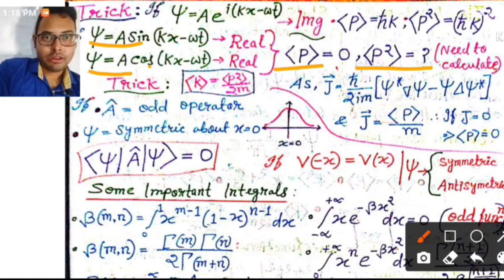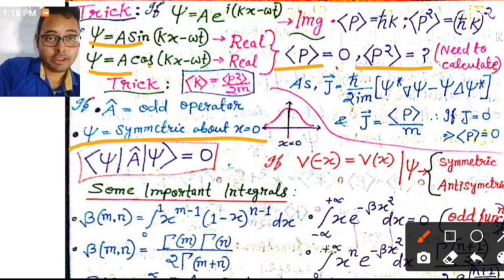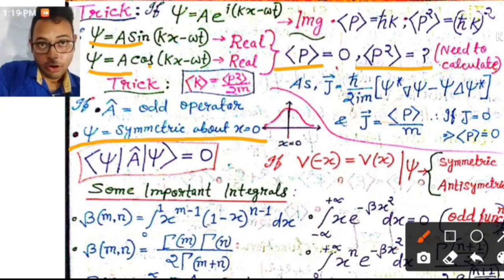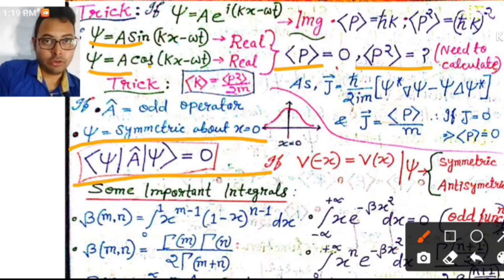In most cases, if the operator is odd, and the wave function is symmetric about x equal to 0, like this, yes, it is symmetric about x equal to 0, then the expectation of the operator A, if it is an odd operator, becomes 0. Expectation of A becomes 0.